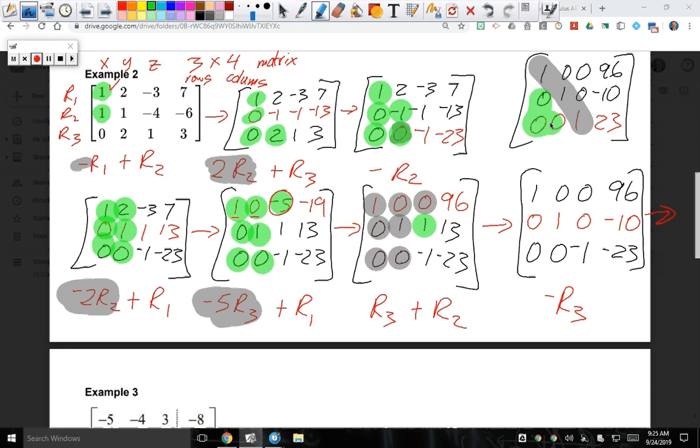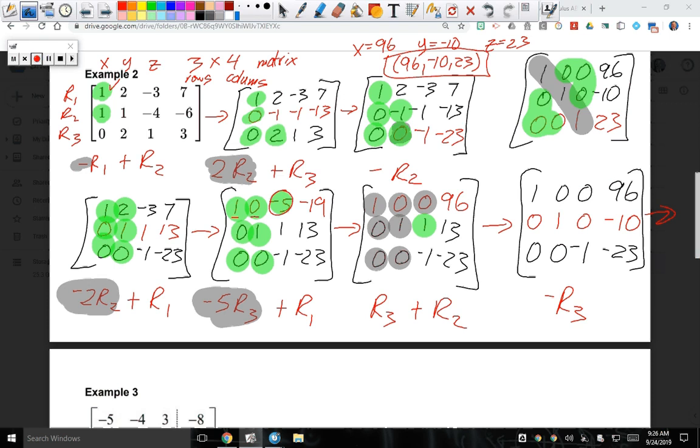This is your reduced. So your x equals 96, your y equals negative 10, and your z equals 23. Otherwise, 96 comma negative 10 comma 23, that is your answer. If you can do this, I guarantee when you go back to study, you'll be able to do the other ones a lot easier.